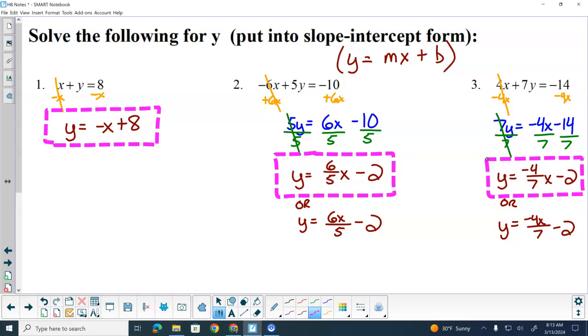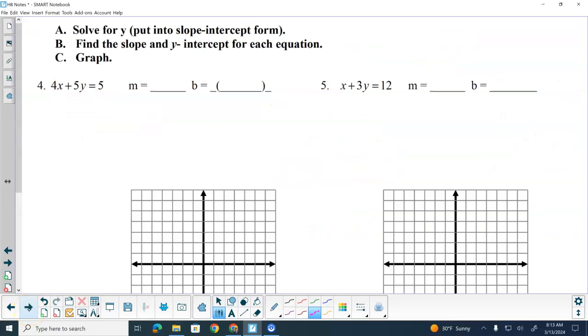Today, what we are going to be doing is this, and then we're going to graph it. So for instance, here in number 1, here is my equation. In order for me to figure out what the slope is and what the y-intercept is, I need to first solve it for y, because I can only get those two things out of y equals mx plus b.